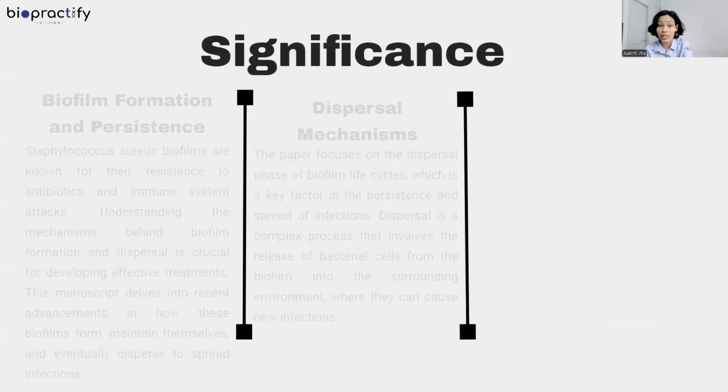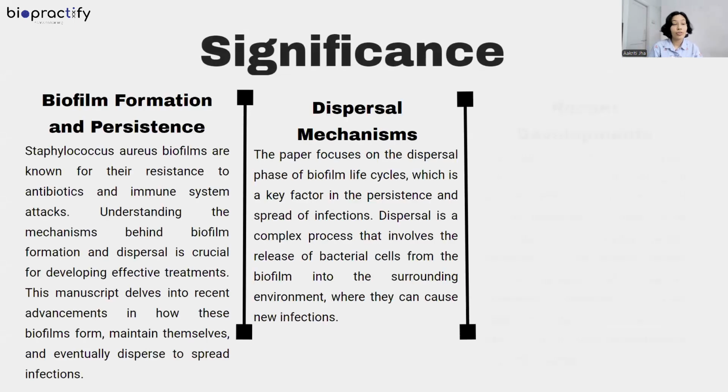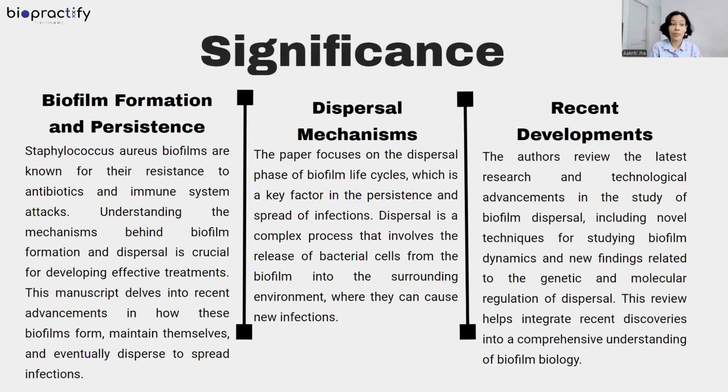Now, significance of this research paper. First is the biofilm formation and persistence. Staphylococcus aureus biofilms are known for their resistance to antibiotics and immune system attacks. Understanding the mechanism behind biofilm formation and dispersal is crucial for developing effective treatments. This manuscript delves into recent advancements in how these biofilms form, maintain themselves, and eventually disperse to spread infections.